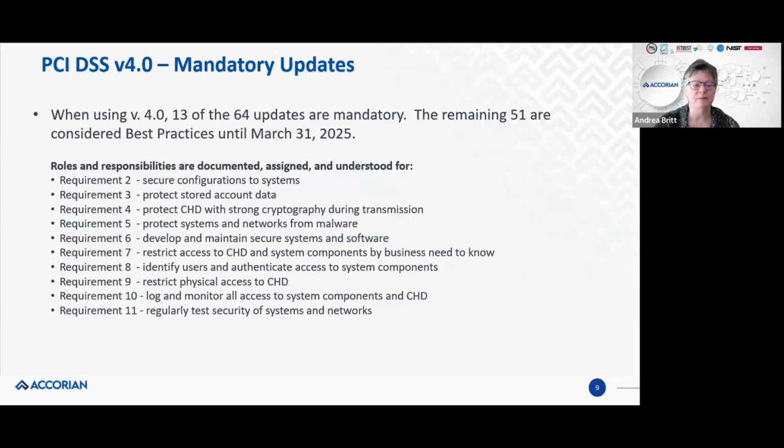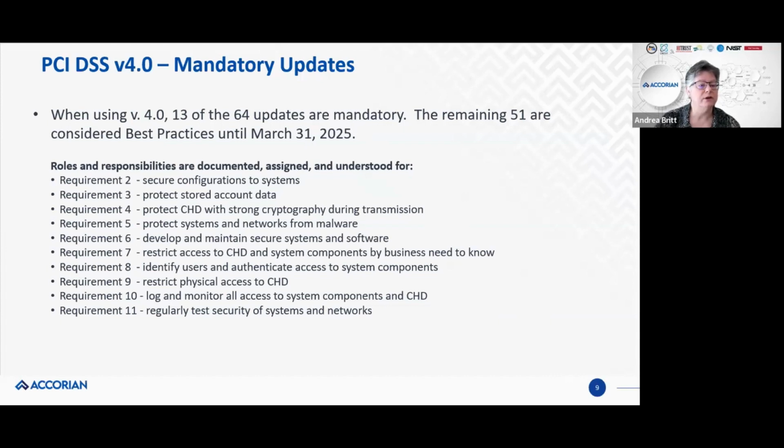As previously mentioned, and as Kieran just touched on in that critical differences slide, there are 13 of the updated requirements that, if you choose to use version 4 at this point, are mandatory. You must comply with 13 of the 64. Ten of these focus on roles and responsibilities being documented, assigned, and understood for the requirements that are listed here.